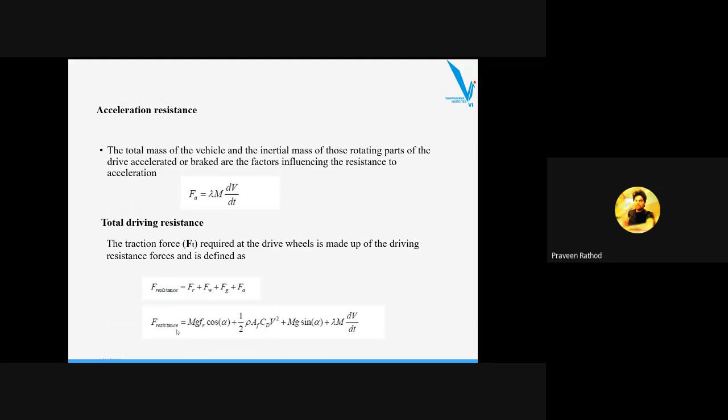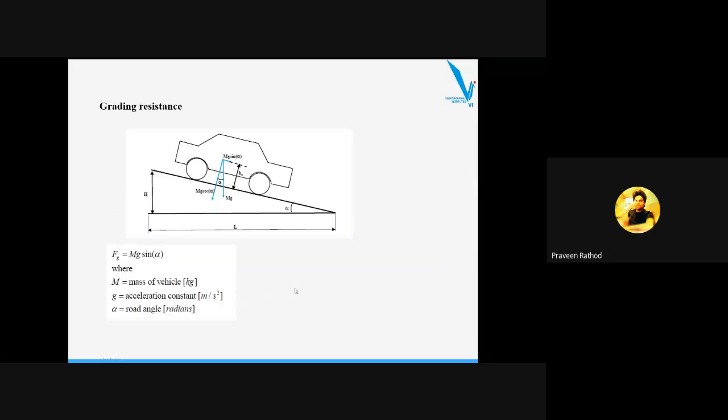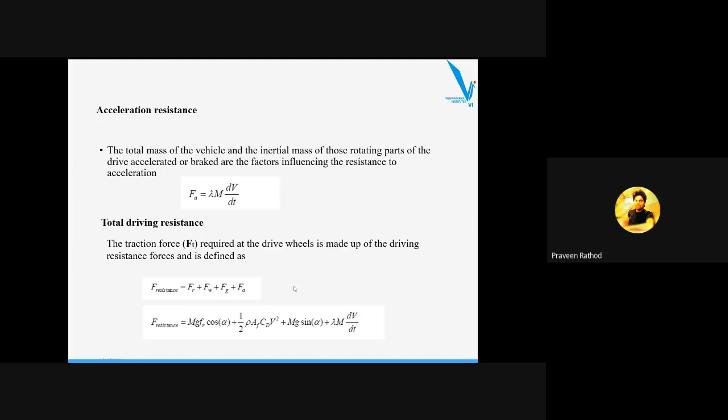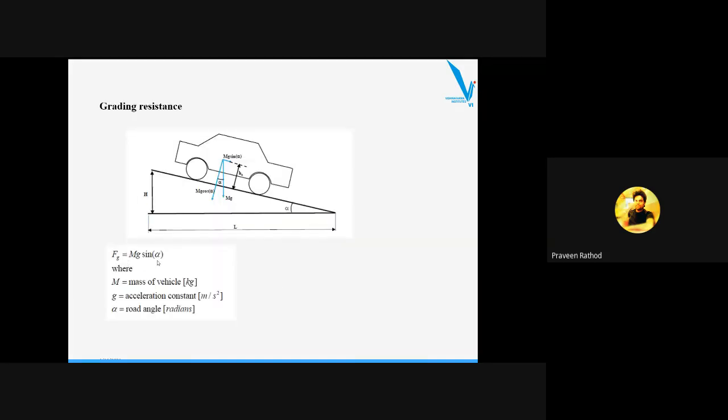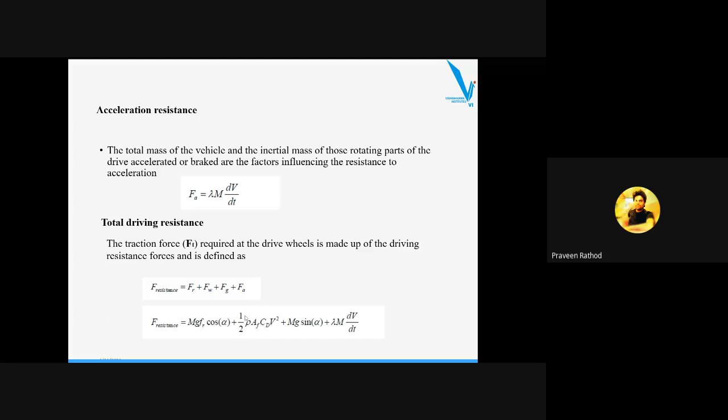F resistance is equal to mg cos alpha for Fr, the rolling resistance. Then aerodynamic resistance and gradability. Fg is called the grading resistance, and Fa is called the acceleration resistance. So acceleration resistance can be written over here as lambda m dv by dt, and Fg is mg sine alpha, as we have already seen. And this is the aerodynamic force, half rho Af Cd v square, and this is the rolling resistance.